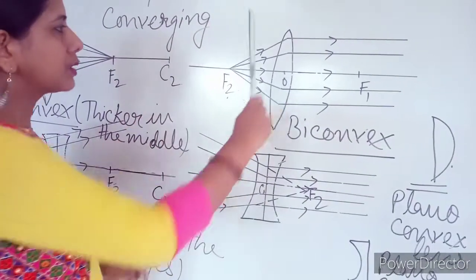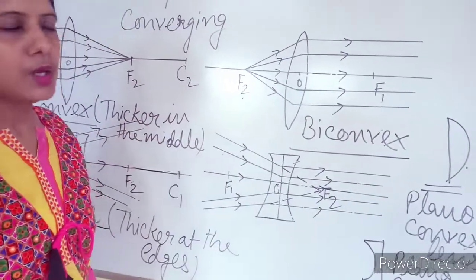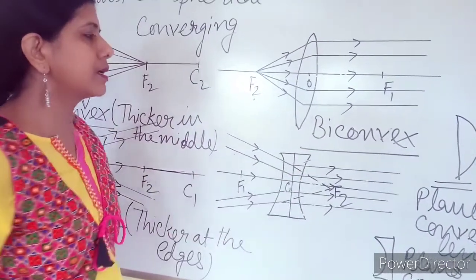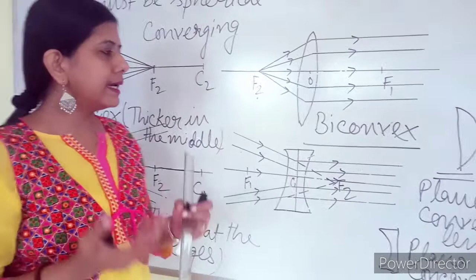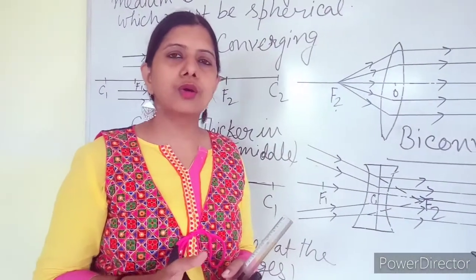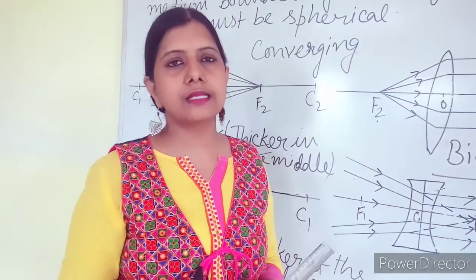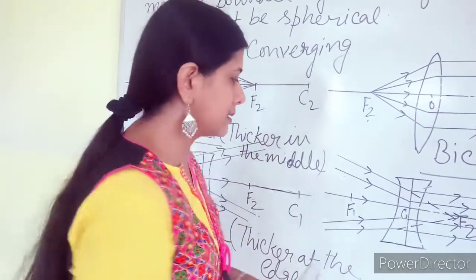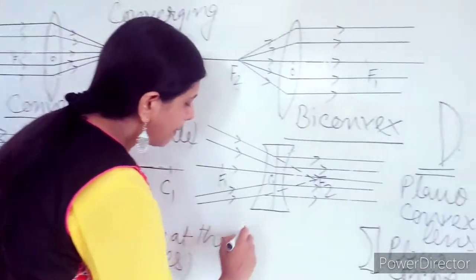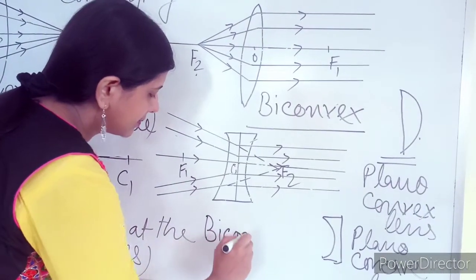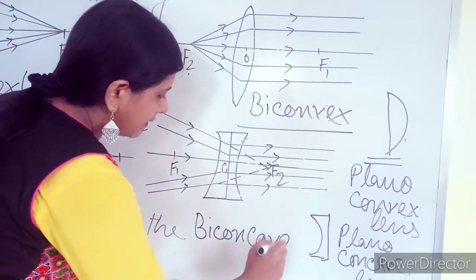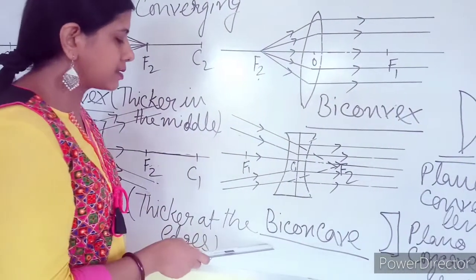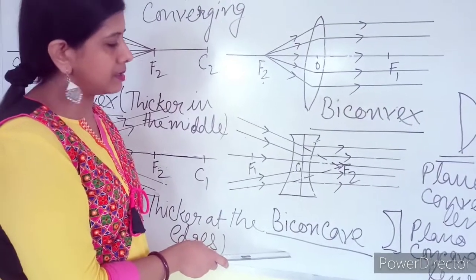That means both sides are convex. We are not going to use the prefix bi, we are only going to say convex. If any lens is given to you where it is only told convex lens, convex means biconvex. You have to understand it automatically. Similarly, this one is a biconcave lens. Biconcave lens means both sides are concave.